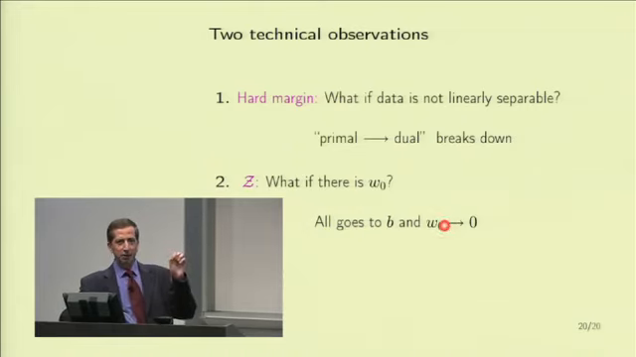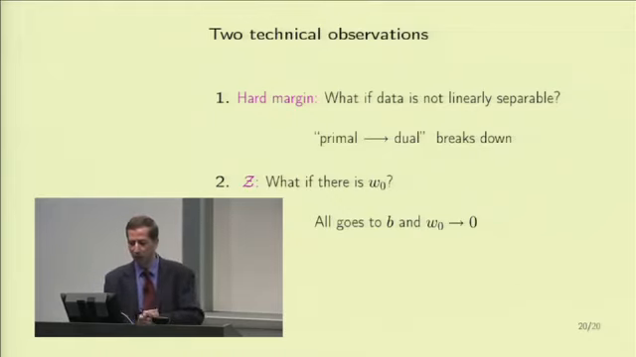You are minimizing half W transpose W, okay? You are not charged for the size of B. So obviously, if you want to minimize and you can do it with both, everything will go to the B and this guy will go to 0. So we need to worry about that.